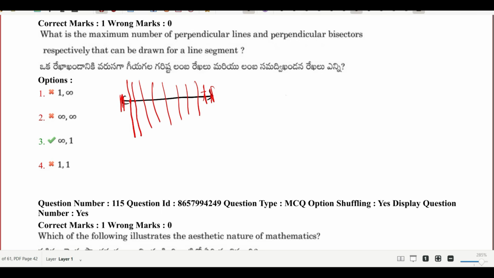But in the case of a perpendicular bisector, what does it mean? It should be perpendicular and it should divide the line segment into two equal parts. So we can draw one and only one perpendicular bisector. So perpendicular bisectors is one, and perpendicular lines is infinitely many. So infinitely many and one is the correct answer. So the third option is the correct answer.